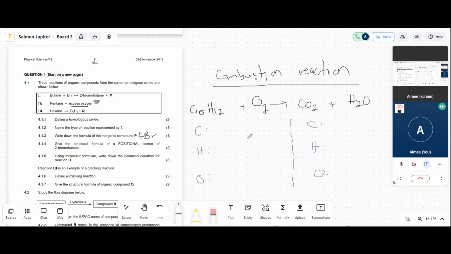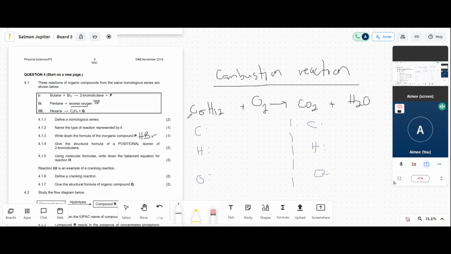You're trying to make sure that there's the same number of carbons on the left-hand side as there are on the right-hand side. The same with hydrogens. Are there the same number of hydrogens on the left-hand side as there are on the right-hand side? And the same with oxygen, okay? You're trying to make sure that the number of atoms is conserved because matter can't be created or destroyed, okay? You can only form new bonds. You can't destroy or create atoms. So you have to have the same number on the left as you have on the right.